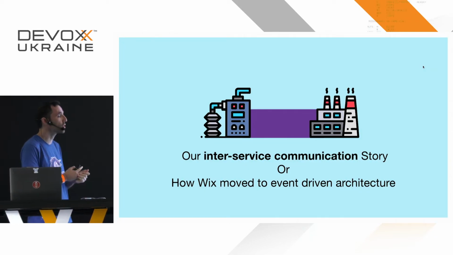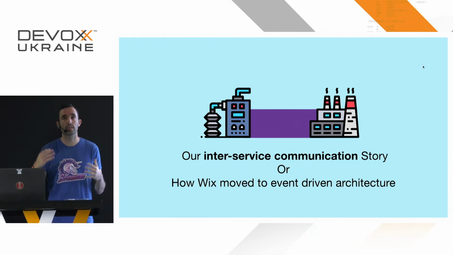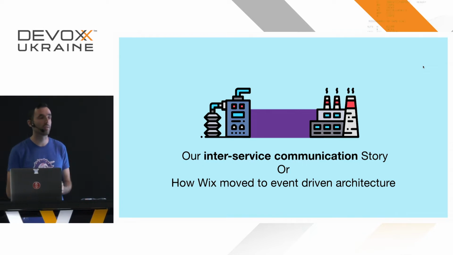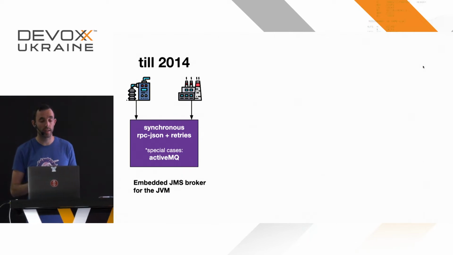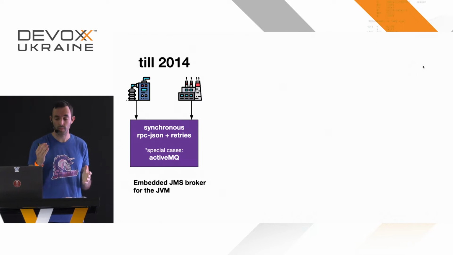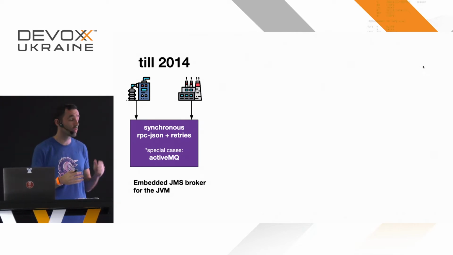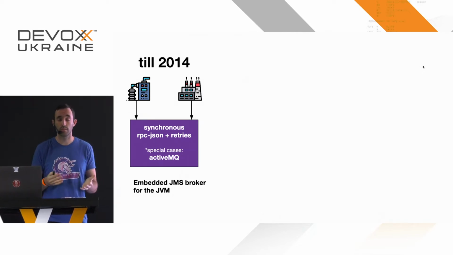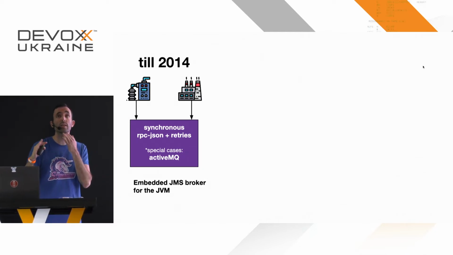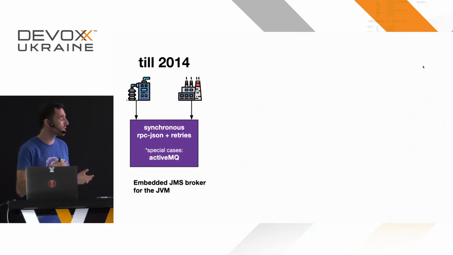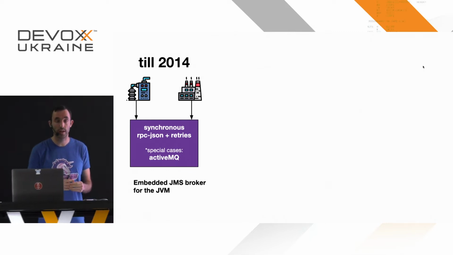So, like I said, I want to share the interservice communication story and how Wix has evolved to the event-driven architecture design. So, back in 2014, we started off with synchronous RPC, and it was on top of JSON protocol made in-house for Java and Scala, and you can have very limited fault tolerance where if you get an error in your request, you can try it again.